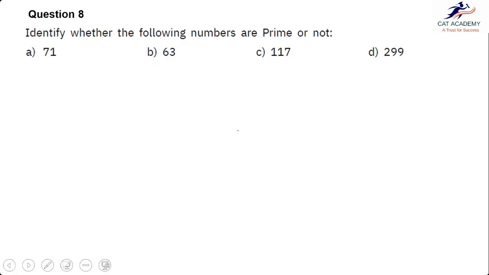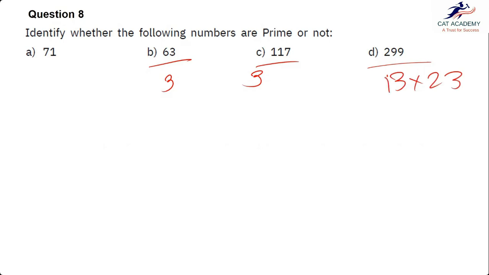So 71 is the only prime number over here. That's absolutely right, guys. 71 is the only prime number over here. The rest are composite because 63 is divisible by 3, 117 is divisible by 3, and 299, if you check, is divisible by 13. It's 13 into 23. Okay?